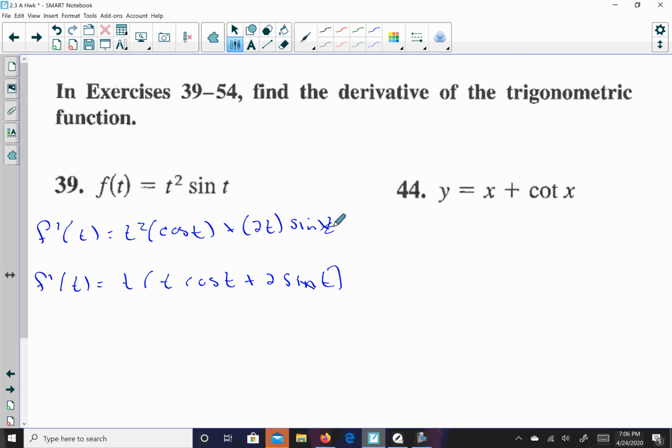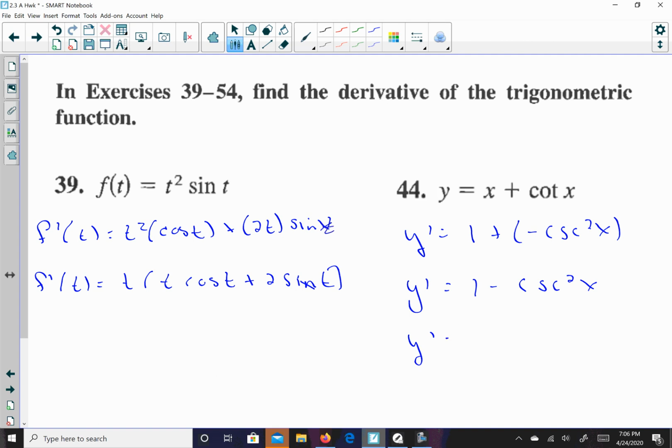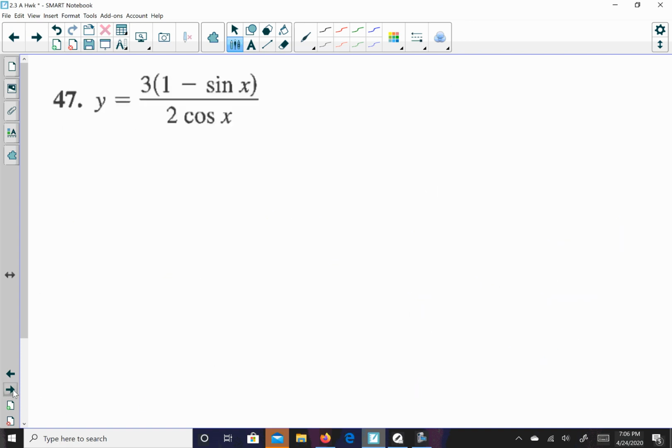So then to do the next one, going term by term. I'm going to say the derivative of x is 1. Then the derivative of cotangent is going to be negative cosecant squared x. So my derivative will just simply be 1 minus cosecant squared x, which, I wonder if you guys remember your Pythagorean identities, is actually going to equal negative cotangent squared x. I wonder if you remember those.